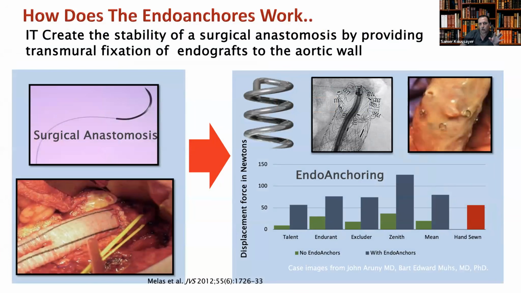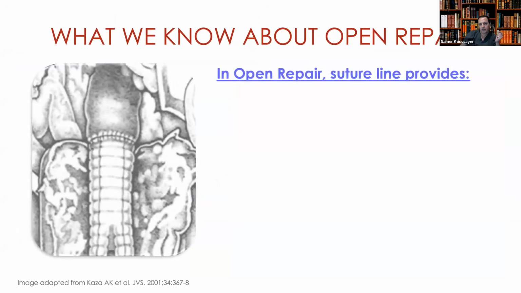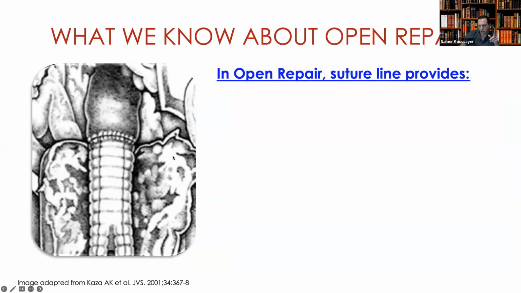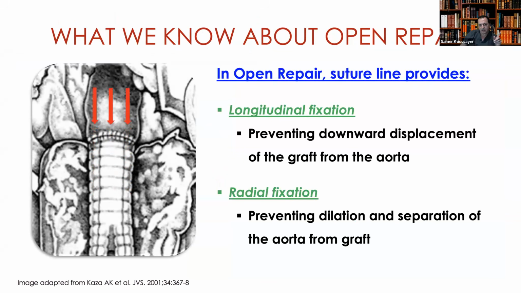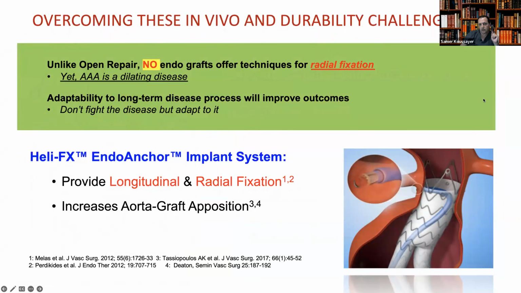How the Endoanchor works is like a suture line. This is the way it works: they penetrate the wall, you see? And you put them circumferentially. It's very similar to the surgical aortic repair. Why is that? If you look at all the EVAR devices we use, they give you only longitudinal fixation, because they have a hook that prevents the graft from going down. But none of them give you circumferential or radial fixation. All the stents give you only longitudinal fixation, none of them give you radial fixation. So the only one that gives you both is the Endoanchors.